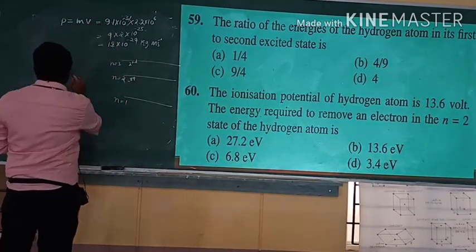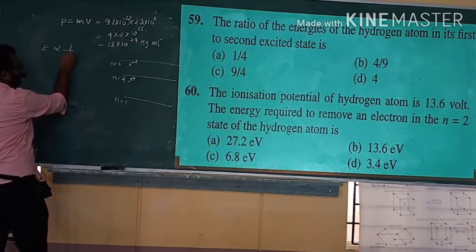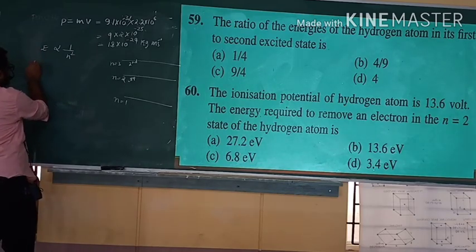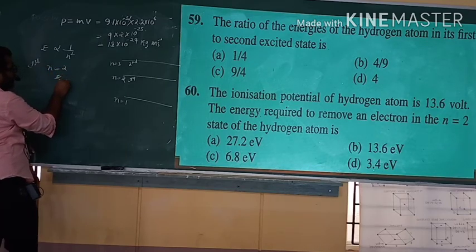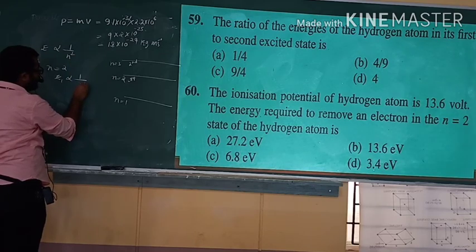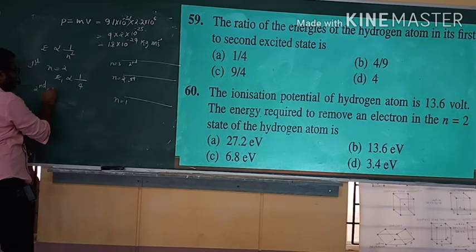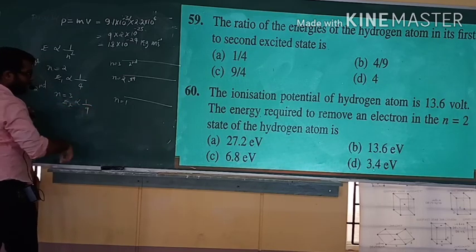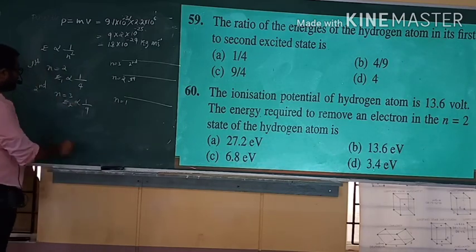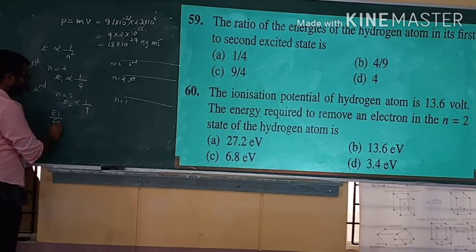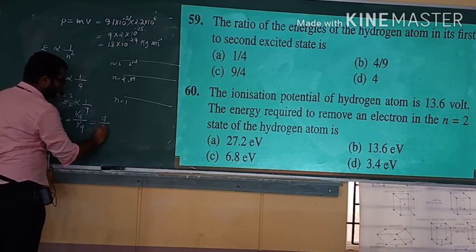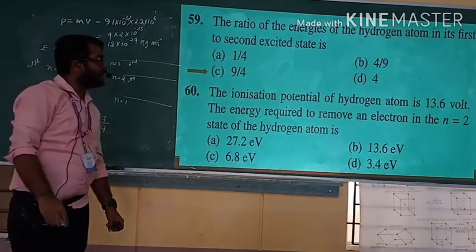E is proportional to 1 divided by N square. For the first excited state, N is equal to 2, so E1 is proportional to 1 divided by 2 square, that is 4. For the second excited state, N is equal to 3, so E2 is proportional to 1 divided by 3 square, that is 9. Dividing, the ratio E1 divided by E2 is equal to 1 divided by 4 divided by 1 divided by 9, which is 9 divided by 4. The answer is 9 divided by 4.